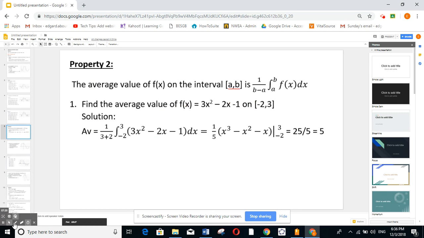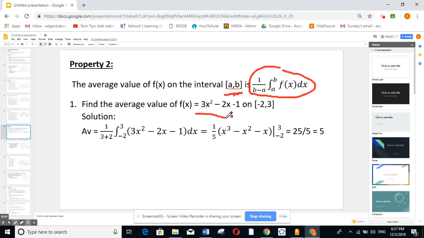Property 2 is the average value. The average value is a formula. The average value of f of x on interval AB is nothing else but 1 over b minus a, integral from a till b of f of x dx. Anytime you have an equation where you're going to find the average value of f of x and you are given an interval, you do this one. Without an interval, no. You do f of x over b minus a. But because I have an interval, I do the integral.